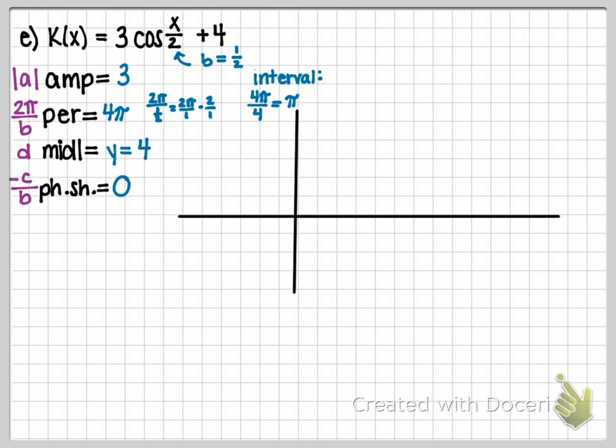So we're going to start off with 0, and then we will add pi to it, so then we'll get pi. And then we'll add pi to it again, and we'll get 2 pi. And then we'll add pi again, and we'll get 3 pi. And then we'll add pi again, and we'll get 4 pi. So this time I get really stretched out. My midline is going to be up at 4, so I have a dotted line up here at y equals 4.